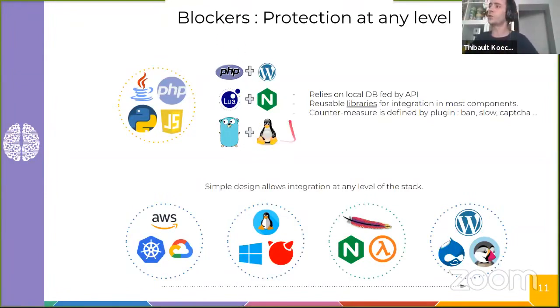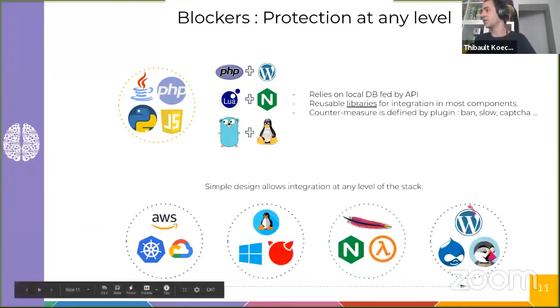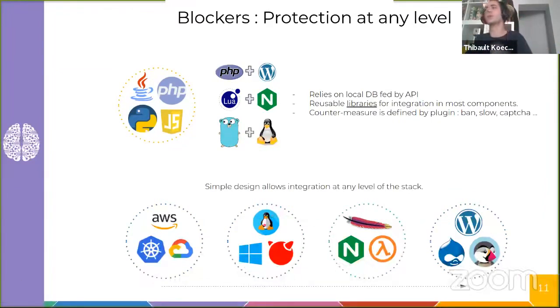So the idea is that these blockers are rather simple to implement. You query a database or an API, and you decide to act or not, so that we can use them at various levels of the stack, either at the applicative level with something like a WordPress plugin, or at the infrastructure level with Nginx, where you can protect your developers without them even being aware, or even at the firewall level.